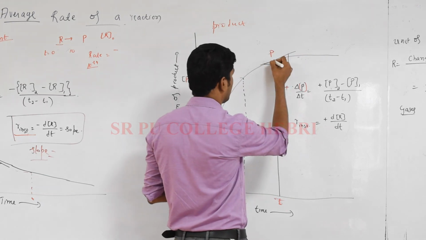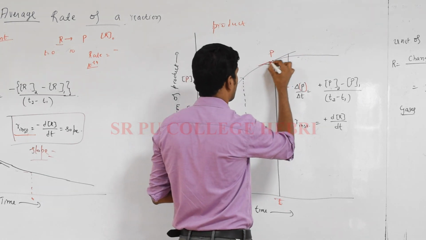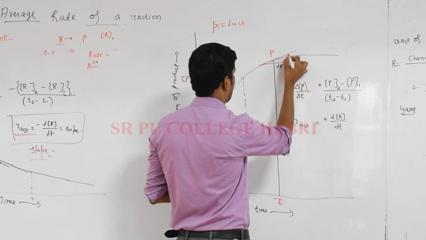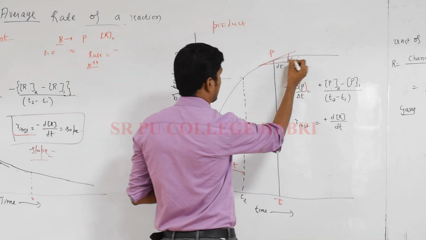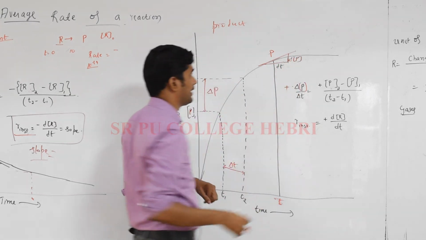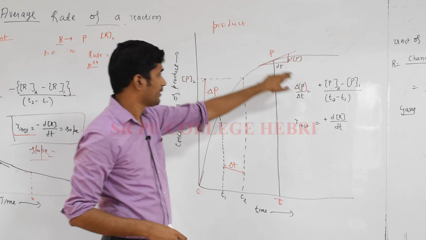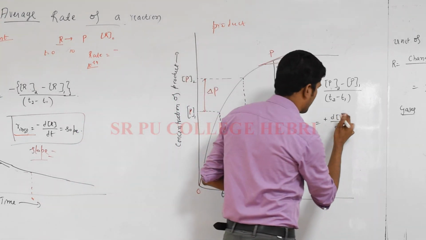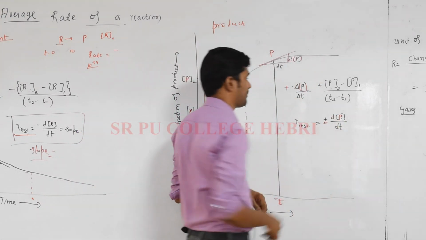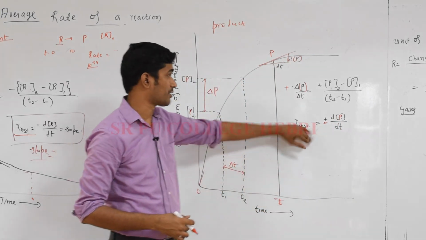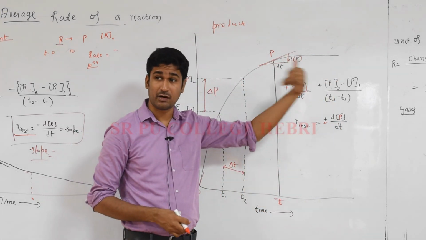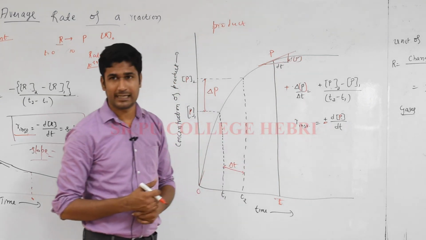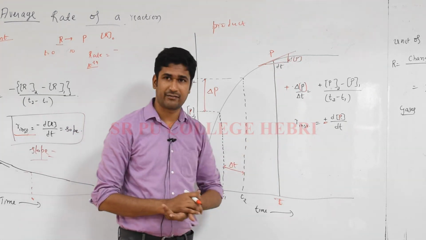At this point, the concentration is p, and now you draw a tangent here, and next you calculate the slope of the tangent. So next, this is dp by dt. Not r, this is in terms of product you have to write, and here we are writing it as plus. Why is it plus? Because concentration increases. Concentration of what? Product increases. This is the instantaneous rate of a reaction.